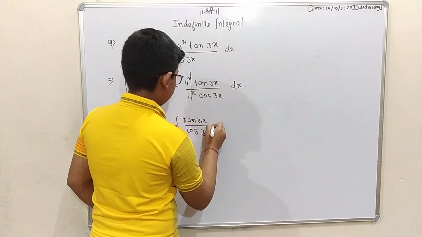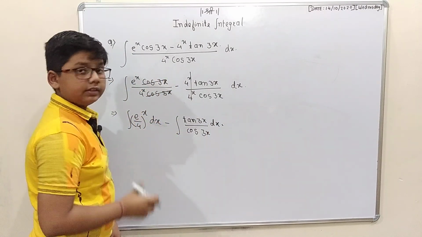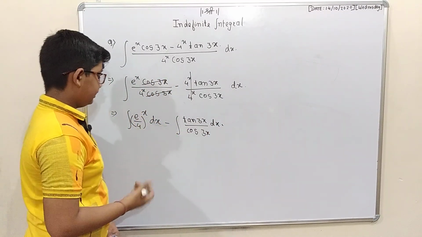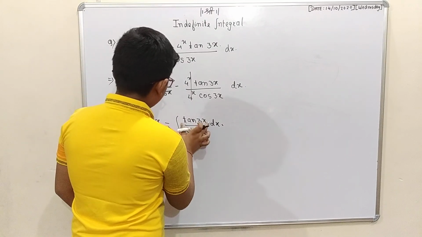dx. Now we have broken the integral sign like this. Now (e by 4) whole raised to the power of x dx, keep it as it is, and we have to simplify this.